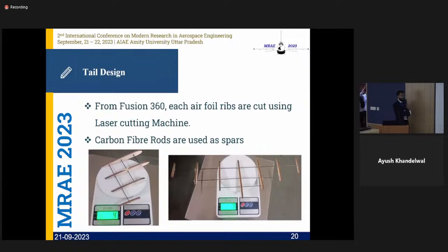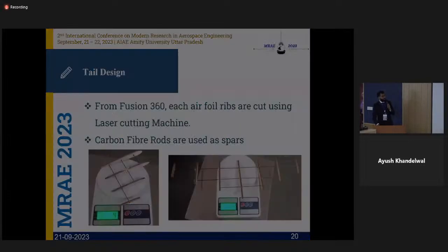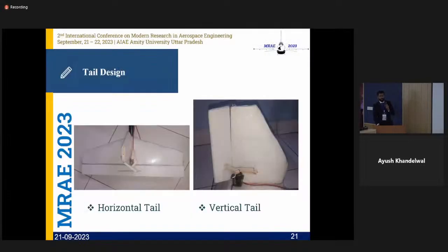So this is what I was saying about. This is a tail, basically just our horizontal tail as well as the vertical tail. We use carbon fiber spars as well as balsa wood ribs. So it is made with a laser cut tool. That is the only innovative part we did extra to make it more lightweight. And once the ribs and spars are ready, then we give the skin with the aviation foam once again.